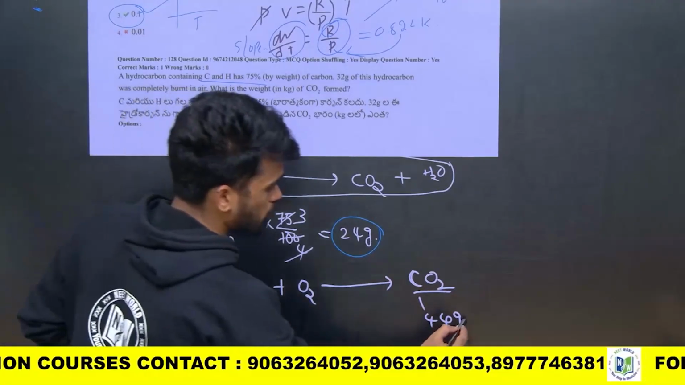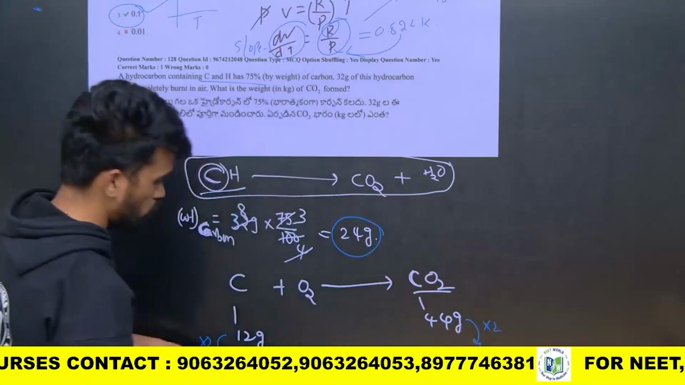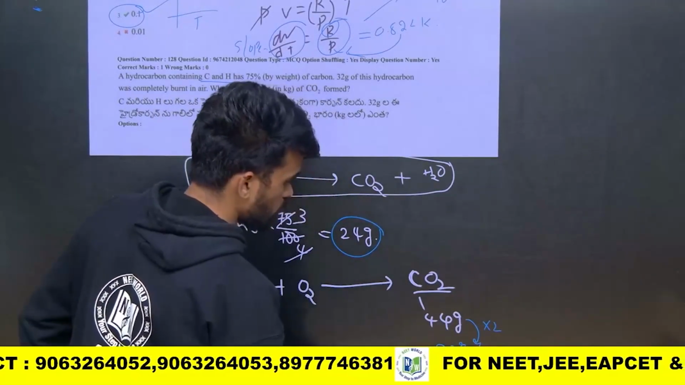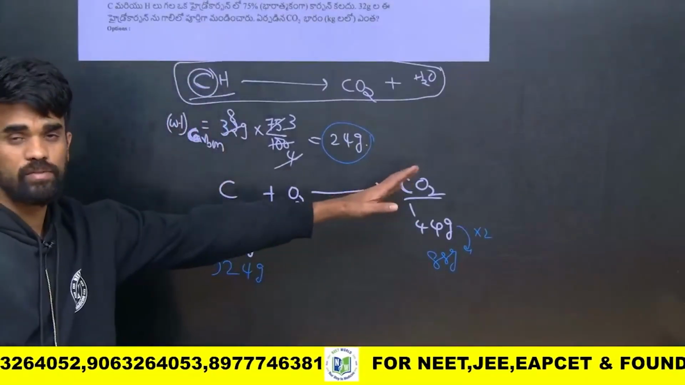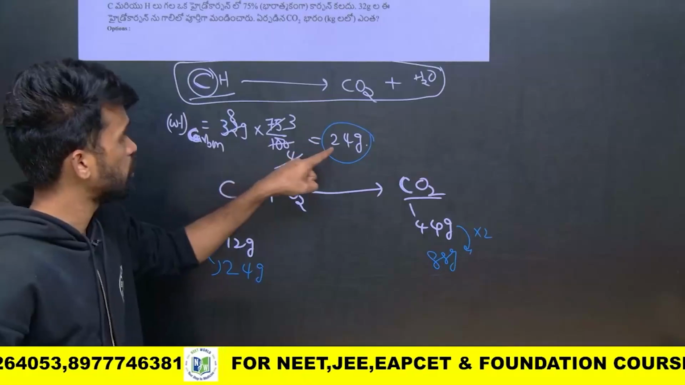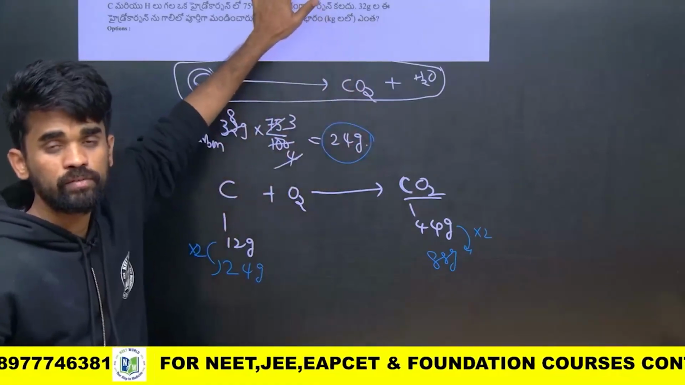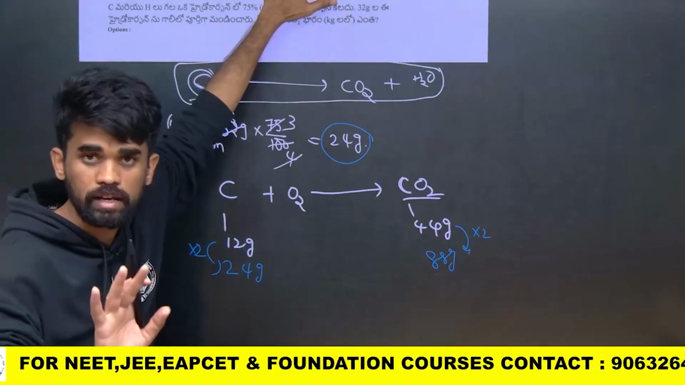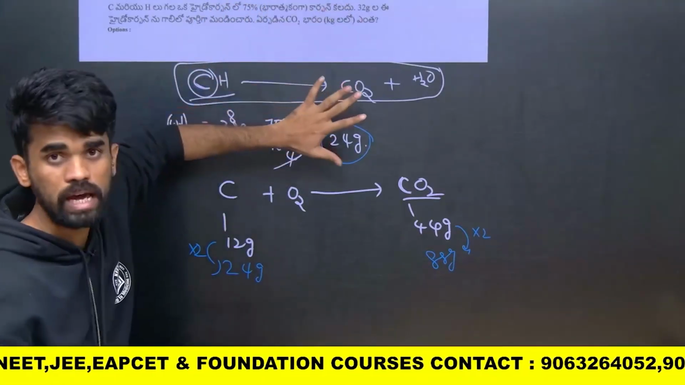Here also you can multiply by 2. So for every 24 grams, we should get 88 grams of CO2. I hope it is clear. Again listen here, we have 24 grams of carbon from the 32 grams of hydrocarbon. I hope it is clear. This is how we have calculated here.